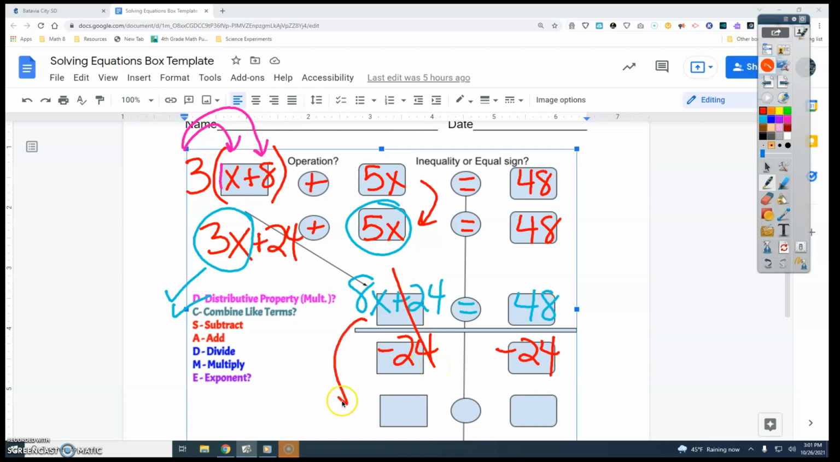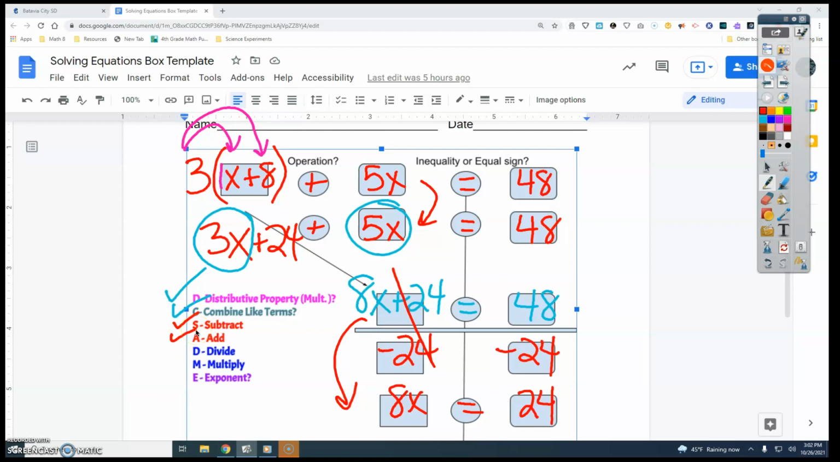So what do I have left? I got to bring my 8x down. So my 8x is down here. And that equals, what is 48 minus 24? Well, if you got your calculator out, and it's okay if you do, 48 minus 24 should be 24, right? A positive 24. So we're not done yet. Let me take my red. We're done with subtraction and we're done with addition.